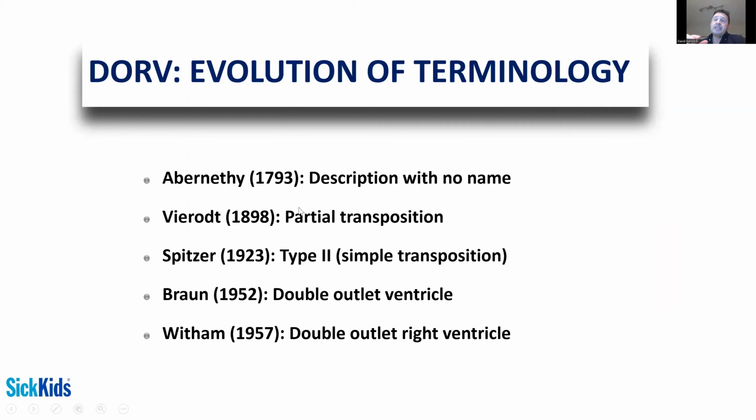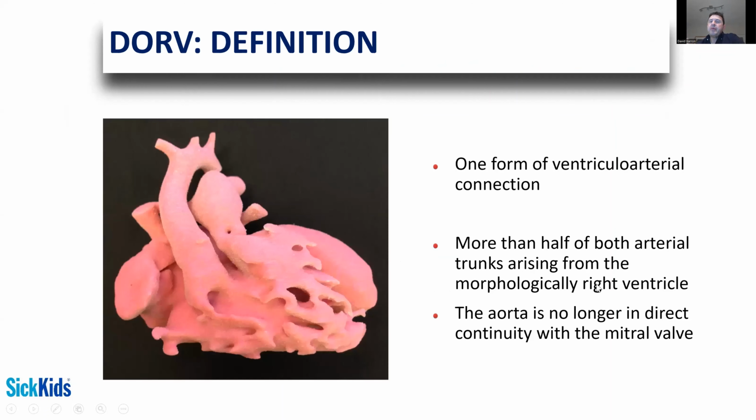And over the years, various terminology has been used, from being called partial transposition, through to eventually a double outlet ventricle in the 1950s. And it was actually Witham who gave it the term double outlet right ventricle. But we've come to understand it, and the definition, as you've heard from June, isn't absolute, because it's just one way of describing ventricular arterial connections.